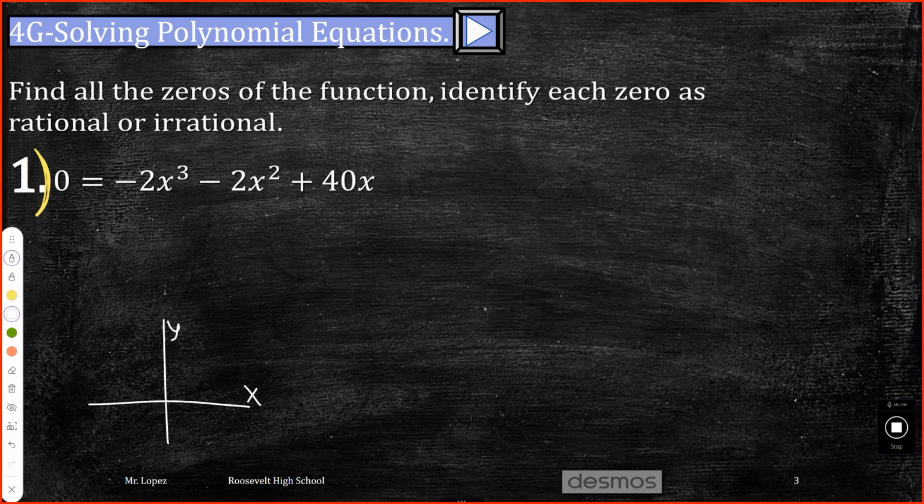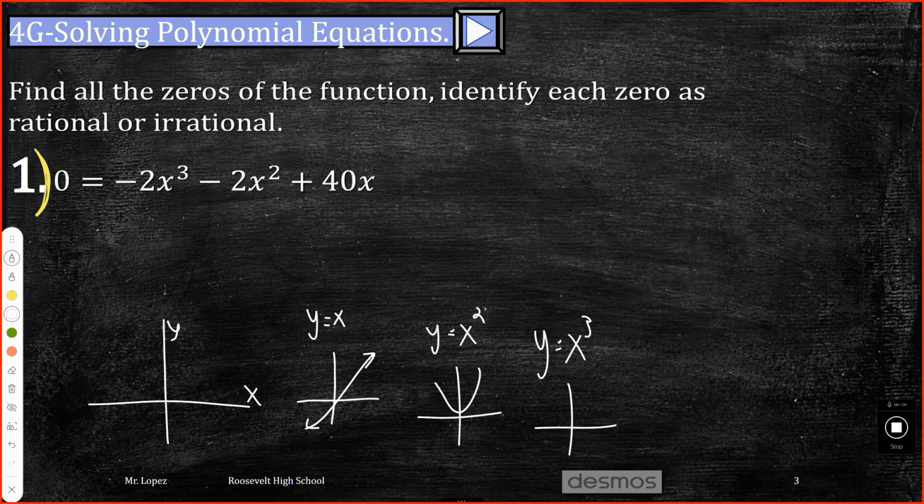Did I not say a sideways S when we did lesson 4A? Didn't we say y is equal to x is a line? Y equal to x squared is a what? That is a U. And y equal x to the third is going to be some sideways S, no? Something like that. But because this is a negative function, it will look something like this, upside down.